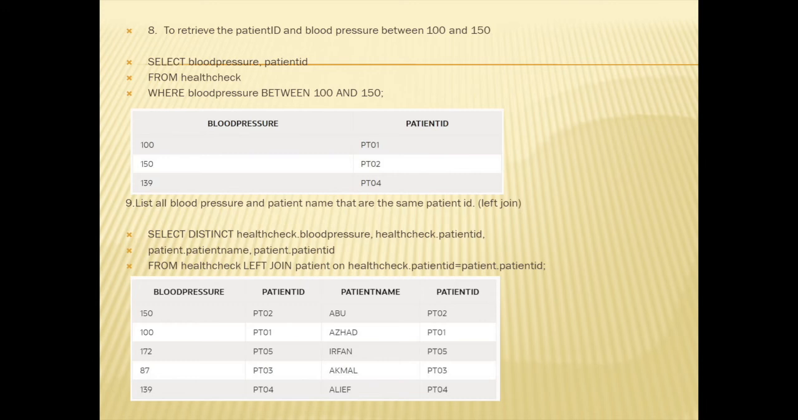where between 100 and 150. Select blood pressure, patient ID from health check where blood pressure between 100 and 150. Number 9. List all blood pressure and patient name that are the same patient ID, left join. So the command is select distinct health check.blood pressure, health check.patient ID, patient.patient name, patient.patient ID from health check left join patient on health check.patient ID equals to patient.patient ID.